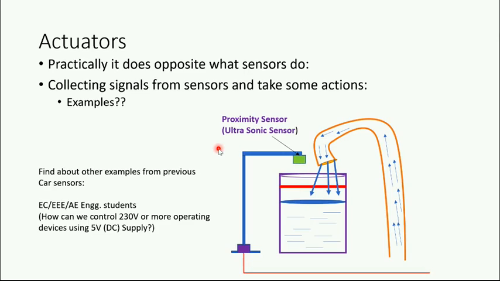So this proximity sensor is connected to a valve. This valve is air-operated. This is the actuator, a mechanical part. It can open or close this water flow.